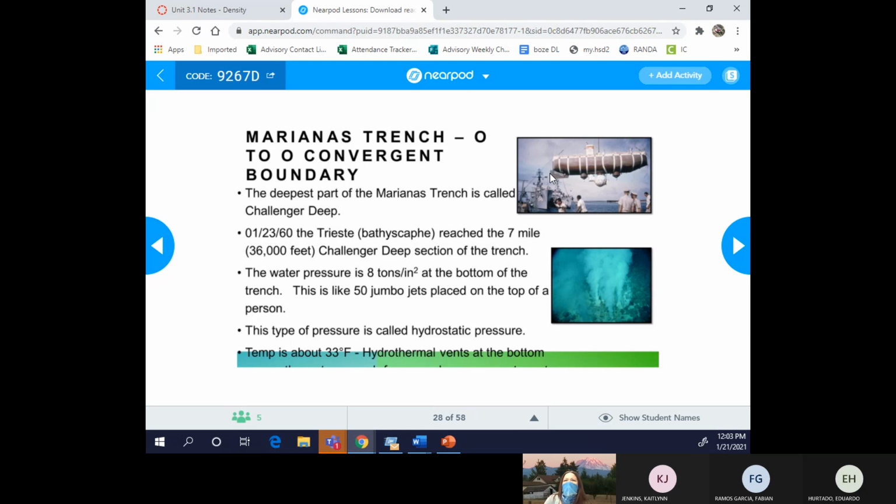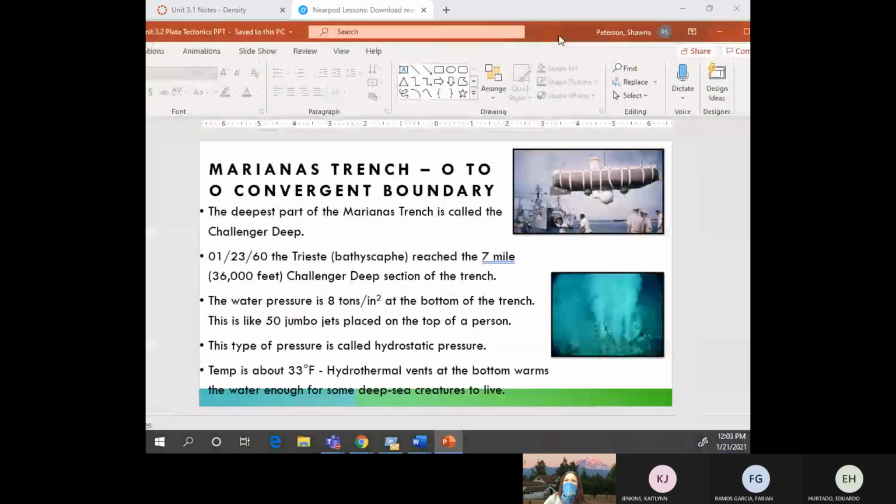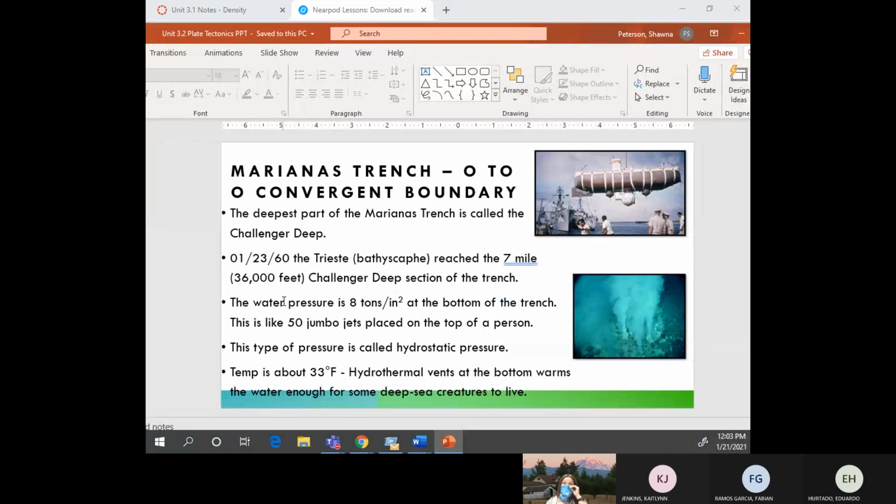This type of pressure is called hydrostatic pressure, and the temperature is about 33 degrees Fahrenheit at that depth. And it's warm because there are hydrothermal vents. Hold on, I forgot this slide cuts off. There are hydrothermal vents at the bottom. So you could think of them like hot springs, where it pushes up heated gases like methane and sulfur and warms the water enough for some deep sea creatures to live in. So just above freezing, like 1 degree Celsius.